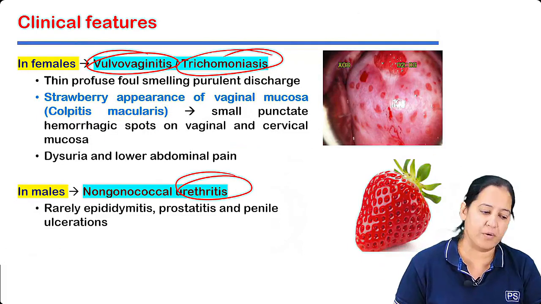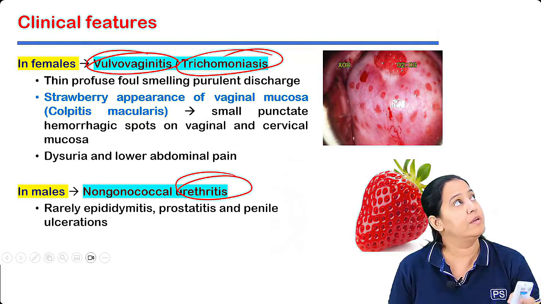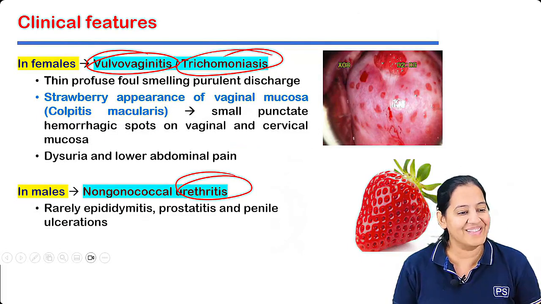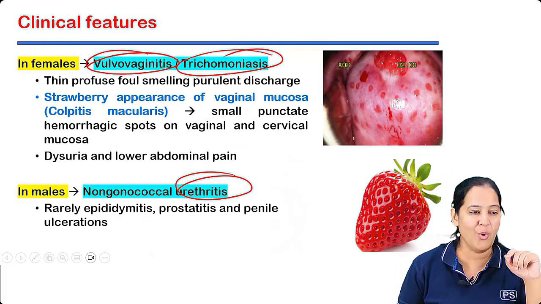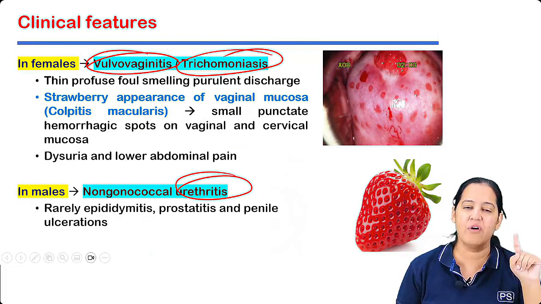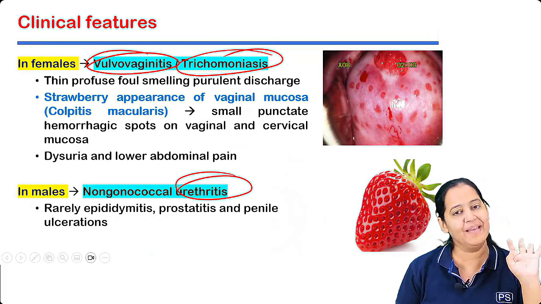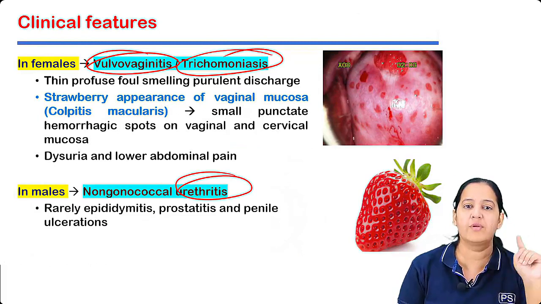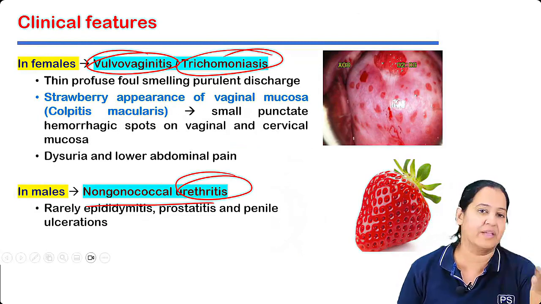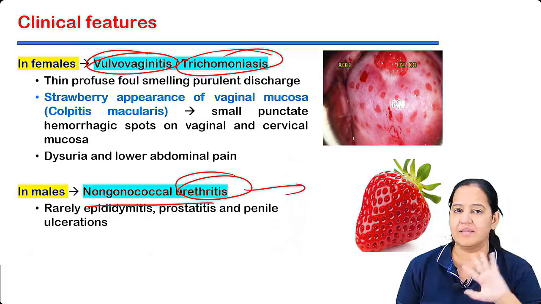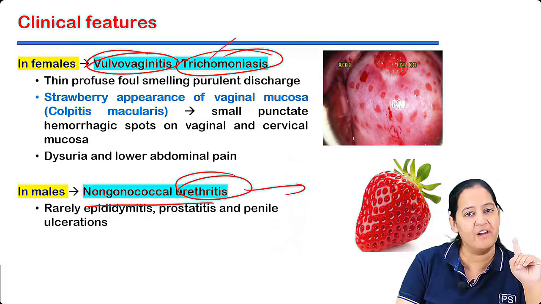Yesterday, what is the most common cause of urethritis? I taught you urethritis in males, gonorrhea. The most common cause of urethritis in males is gonorrhea. Non-gonococcal urethritis it can cause. If gonorrhea is not there, then you can think about it. So in males there is urethritis, there is no confusion in that. In females, the vulvovagina is involved.